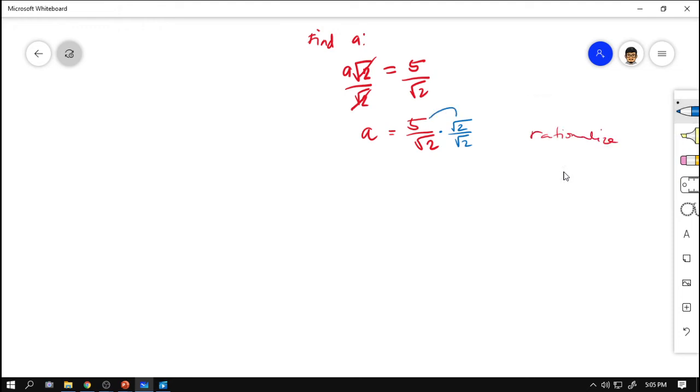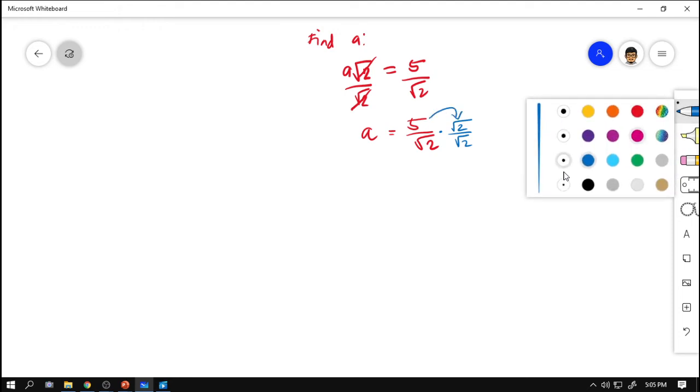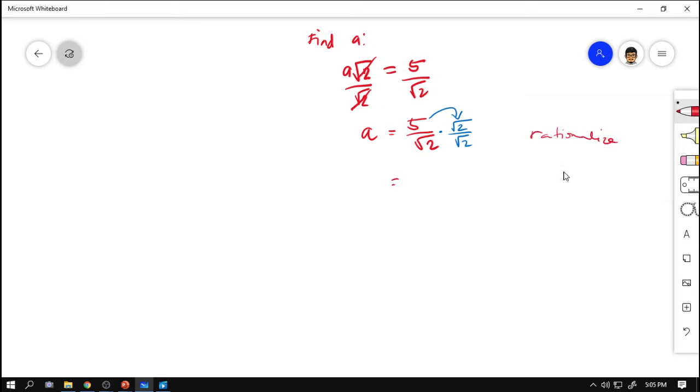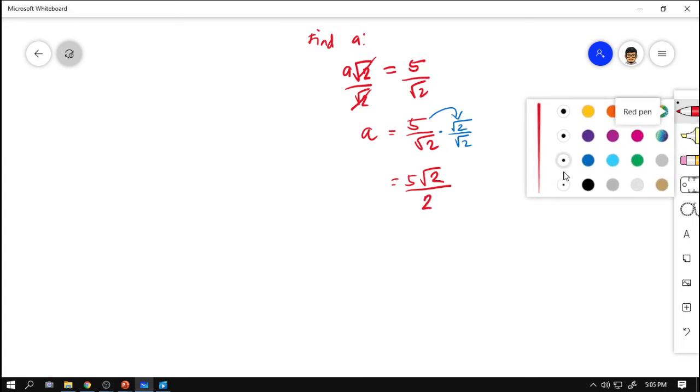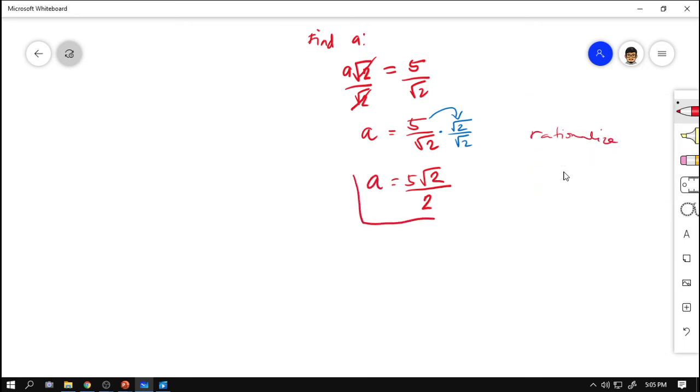Now, 5 times square root of 2 is 5 square root of 2. Square root of 2 times square root of 2 is square root of 4. And the square root of 4 is 2. Or simply, tanggalin mo lang yung square root dyan. Yung 2 na yung sagot. Okay? So, A now, side A now is 5 square root of 2 over 2.